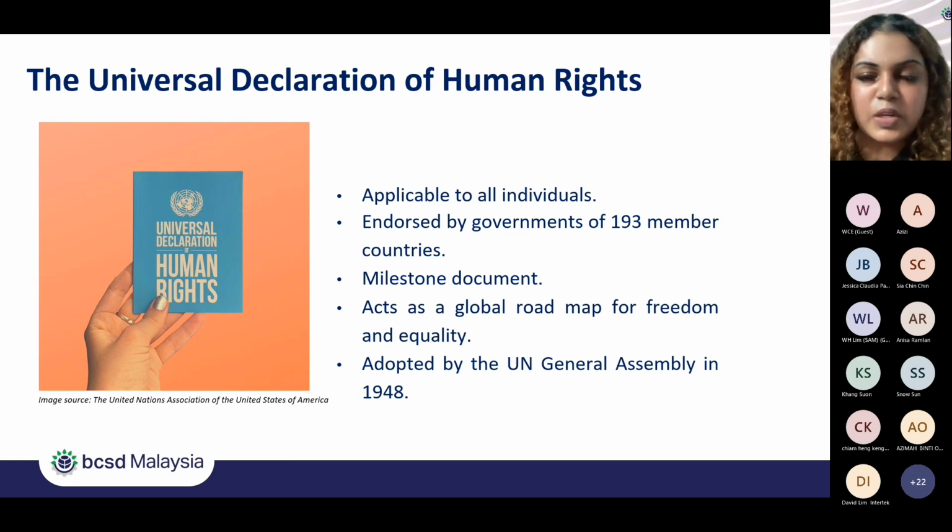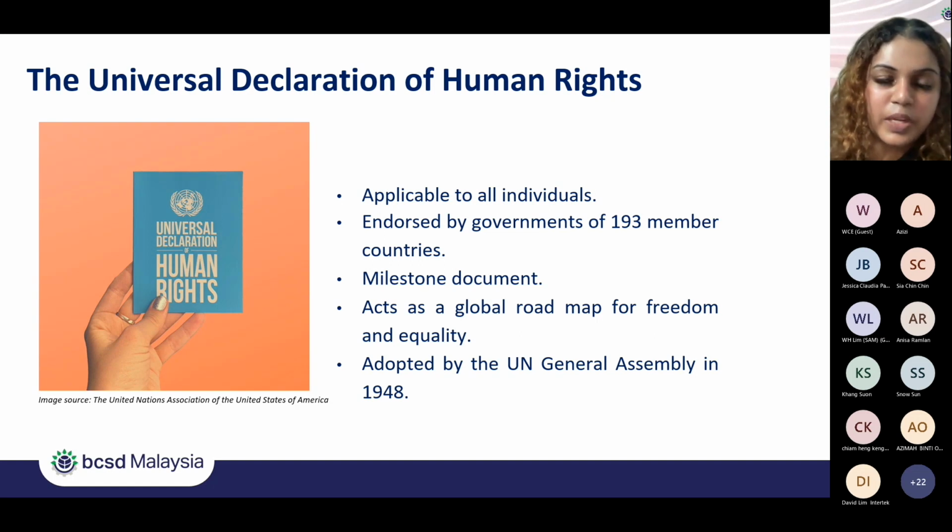But in order to understand human rights in its entirety, let's jump back in time to 1948 and take a look at the milestone document called the Universal Declaration of Human Rights. That is what you see on this slide. So the declaration, otherwise known as UDHR, it basically illustrates the fundamental rights and freedoms for all. The declaration was actually adopted by the UN General Assembly in 1948. I want to go a little bit further and give this some context.